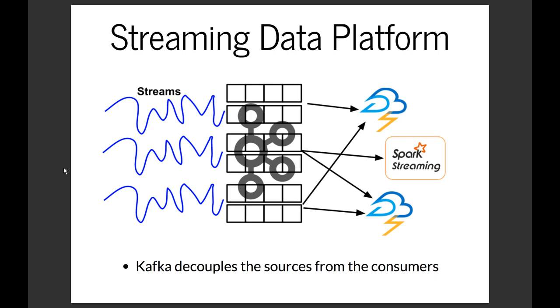What Kafka really does that makes it incredibly important is that it decouples the producers, the sources of the data, from the consumers. The sources just put the data on the topic. They don't really care who's reading it. The consumers read from the topic, and they don't really care where it comes from.